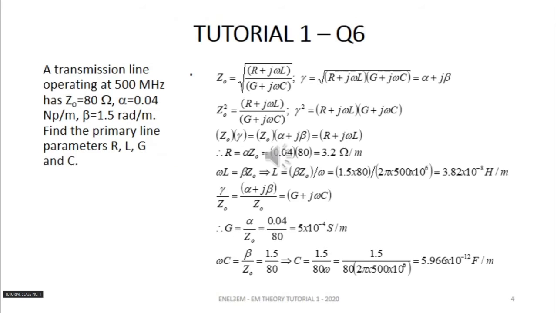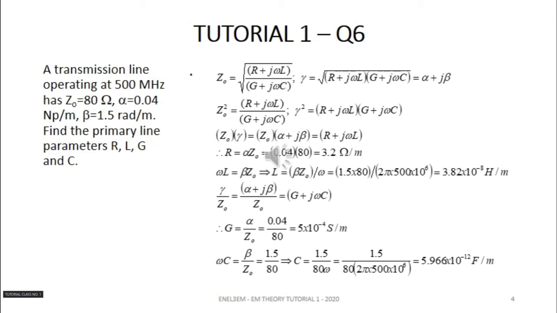Now there's another typical problem you'll encounter in transmission lines. You are given the characteristic impedance at 500 megahertz. You are given that Z0 is 80 ohms, alpha is 0.04 nepers per meter, beta is 1.5 radians per meter, and we are required to determine the primary line parameters R, L, G, and C.